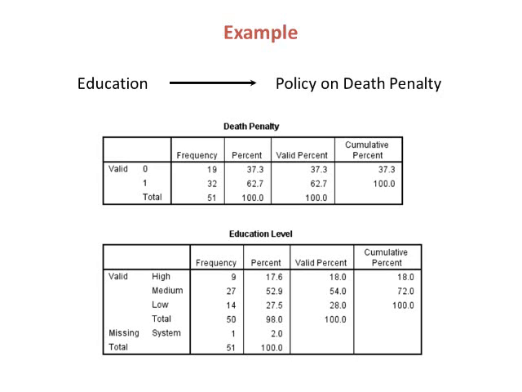Our dependent variable is a binary variable on whether a state has the death penalty. The state is coded 1 if it has the death penalty and 0 if not. 32 states, 63%, have the death penalty. The education metric is an ordinal variable that combines educational levels and the quality of the education. Education has three categories: low, medium, and high. The modal category is medium.